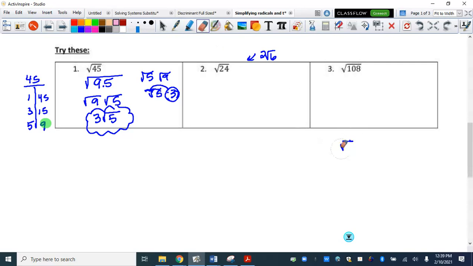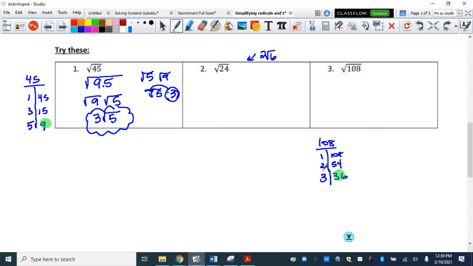So I want to start by factoring 108. 1, 108, 2, 54, 3, no, yeah, 3 goes in. Oh, there it is. There's my perfect square, 36.